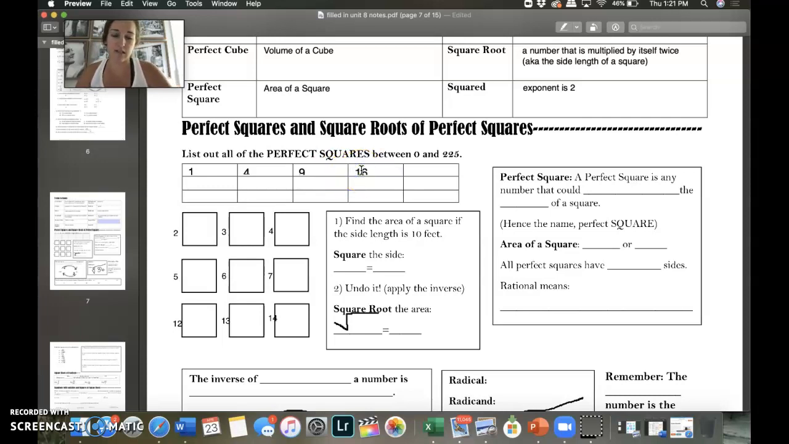4 times 4 is 16. 5 times 5 is 25. And then we got 36. 7 times 7 is 49. 8 times 8 is 64. 9 times 9 is 81. Where am I at? 10 times 10 is 100. 11 squared is 121. 12 squared is 144. 13 squared is 169. 14 squared is 196.